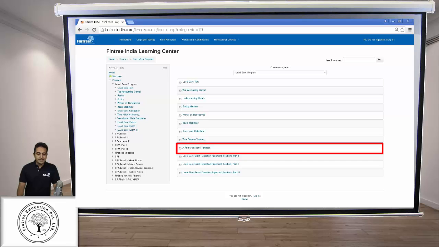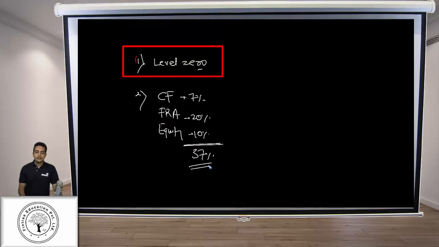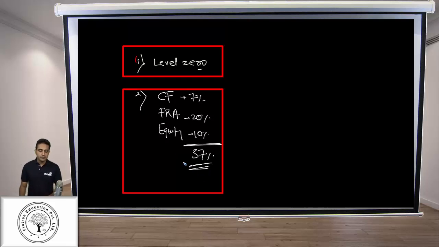After this, the second block of preparation that I recommend is corporate finance, financial reporting and analysis, and equity investments. So corporate finance is 7% of the syllabus, FRA is 20% of the syllabus, and equity is 10% of the syllabus. So roughly this is about 37% of the weight of the syllabus, and assuming you have a time span of about 6 months for preparation, I would recommend allocating about 2 months for this particular cycle.